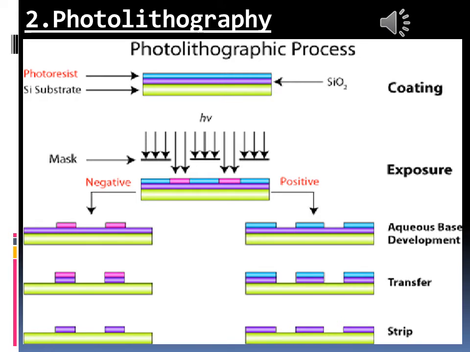Steps used in photolithography. 1. Surface cleaning. 2. Barrier layer formation, oxidation. 3. Spin coating with photoresist. 4. Soft baking. 5. Mask alignment. 6. Exposure. 7. Development. 8. Hard baking. 9. Post-process cleaning.